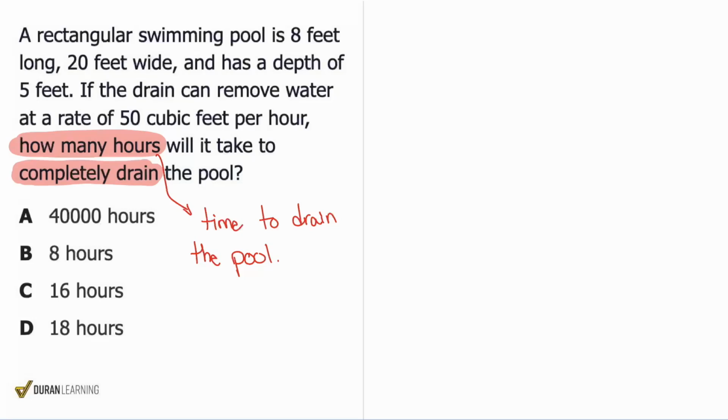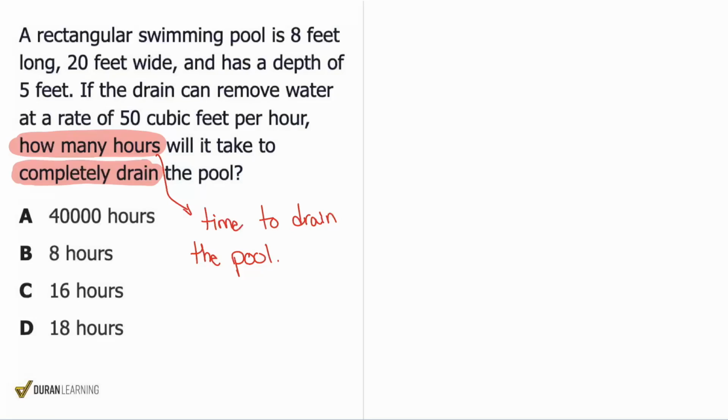Now up next, let's see how we can actually make sense of how we're going to calculate that time. So let's begin at the top. The top says a swimming pool is 8 feet long, 20 feet wide, and has a depth of 5 feet. If the drain can remove water at a rate of 50 cubic feet per hour, how many hours will it take? Okay, so here's what we're actually talking about, everybody.